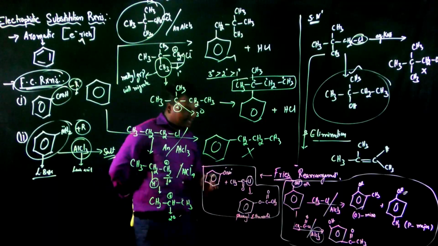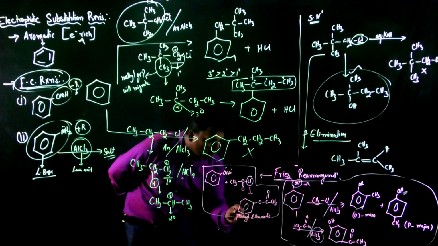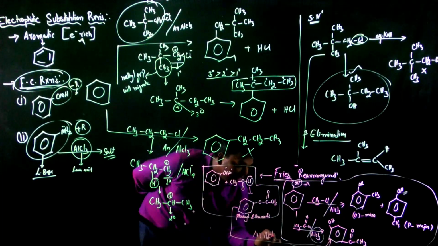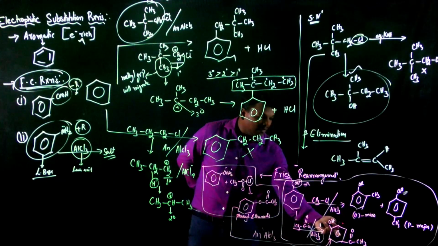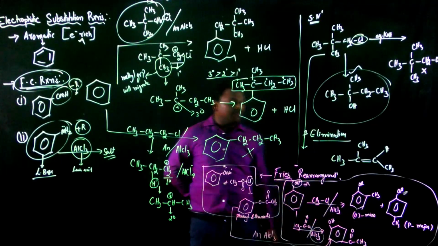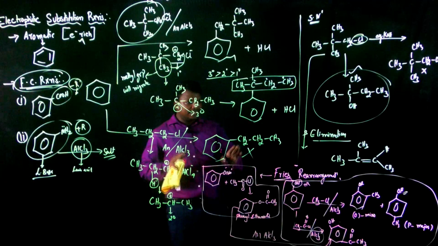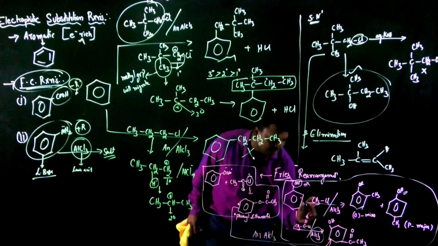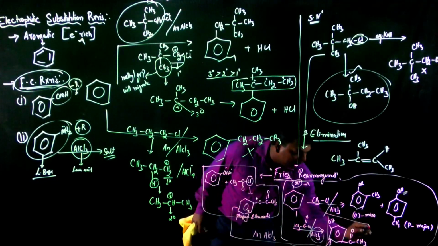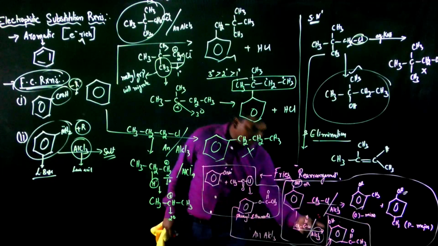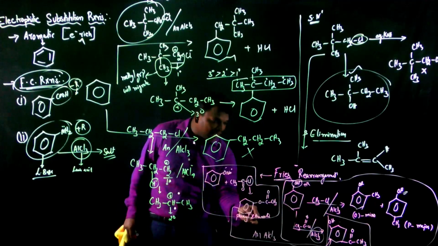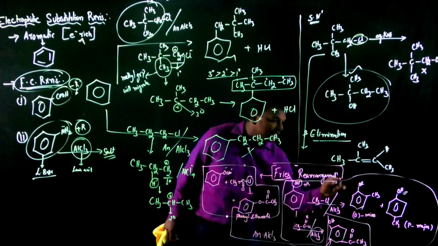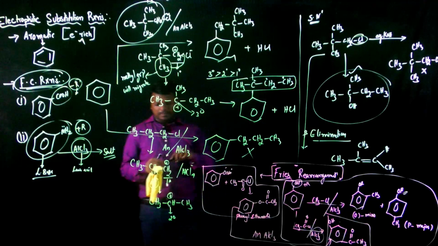Now what Fries rearrangement is: if you treat phenyl ethanoate with anhydrous AlCl3, you are going to get the product which is formed when phenol is treated in Friedel-Crafts acylation. Hope you will be understanding it. See, I'll explain once again. Take phenol, do Friedel-Crafts acylation, you will be getting this as your product. The same product will be formed when phenyl ethanoate is treated with anhydrous AlCl3. This is called Fries rearrangement. Thank you, students.